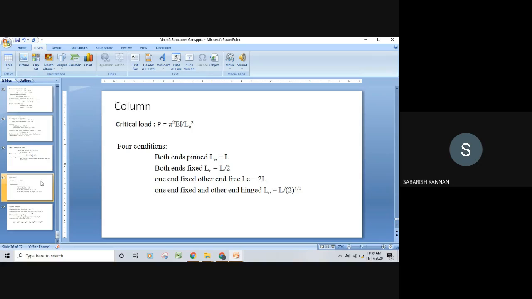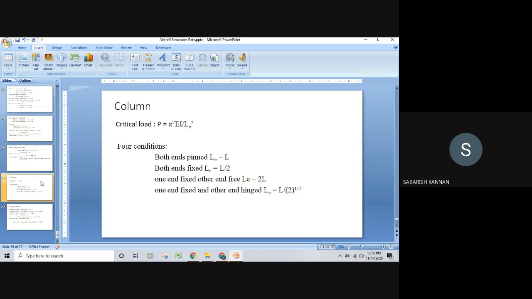LE is effective length. Effective length LE equal to L for both ends pinned. If both ends are fixed, LE equal to L by 2. So instead of LE in the critical load, you substitute LE equal to L by 2 or LE equal to L, depending upon your end condition. You change the effective length value, then only we get the critical load formula.